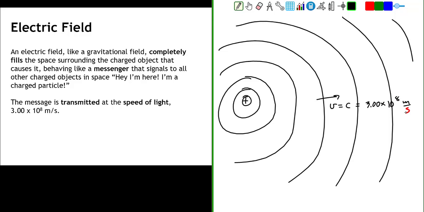To put that into perspective, that means a beam of light could cross a distance of about a football field in 3 microseconds. That's 3 millionths of a second. A beam of light could circle the Earth a little more than 7 times in about a second. It takes only a second and a half for a beam of light to go from Earth to the moon. So light is insanely fast, and the electric field moves at that speed, the speed of light.